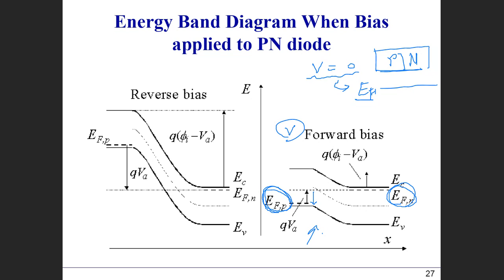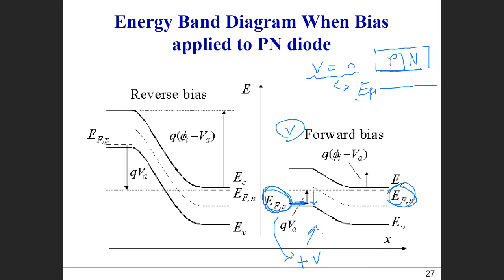which means the energy level is made lower in the P side. As you can see, we apply the positive bias in this P side, so that the EF in the P side is lower.